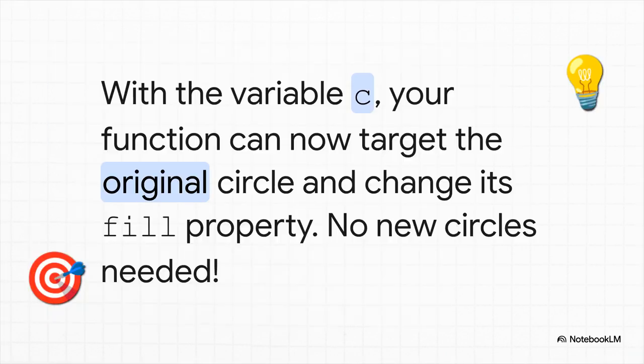Because our circle now has this nickname, c, our onMousePress function can give a way more specific command. Instead of just "draw a blue circle," it can say, hey, c, yeah, you, change your fill color to blue. See the difference? We're not making a new shape. We are changing a property of the original one. And just like that, problem solved?